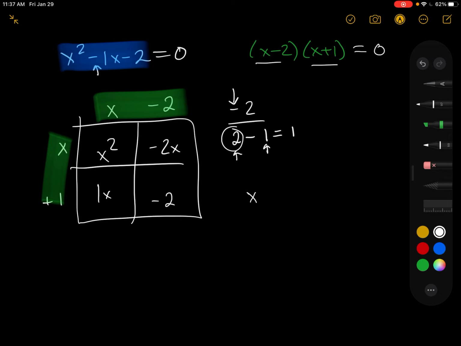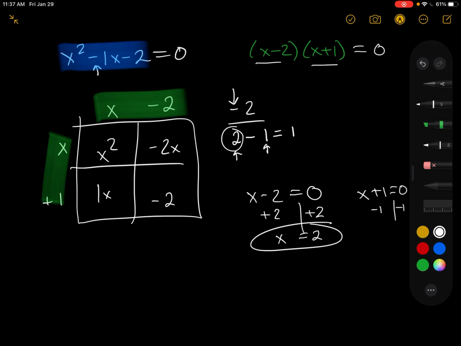So let's go ahead and do that. So x minus 2 equals 0, and x plus 1 equals 0. Add 2 to both sides, we get x equals positive 2, and then subtract 1 from both sides, we get x equals negative 1. And those are the two solutions. So that's the extent of what we're working on today. You basically need to make sure, again, we're factoring, taking both of those expressions and setting them equal to 0.